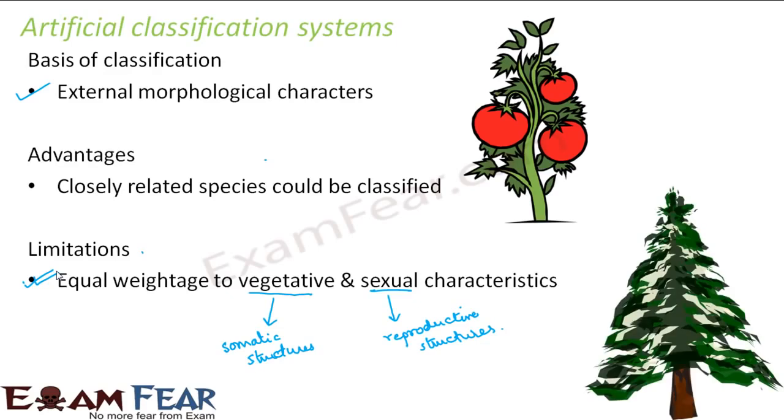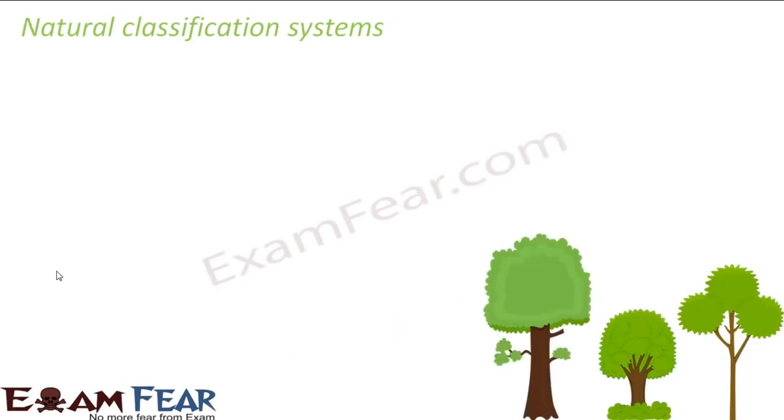Here you can see in this picture, one is a plant which bears fruit, the other is a pine tree which doesn't bear fruit. Even if you look at them from outside, both will have roots, both will have stem, both will have leaves, but that doesn't mean that they should fall under the same category. So more importance has to be given to the sexual characteristics. This artificial classification system was not a great success. But since it was the ancient one, the first one which came up, at least it showed us the way of classification. Thereafter, with time, came up the natural classification system.